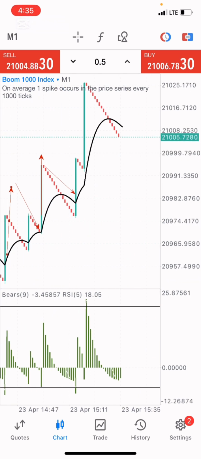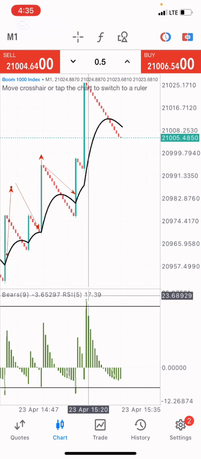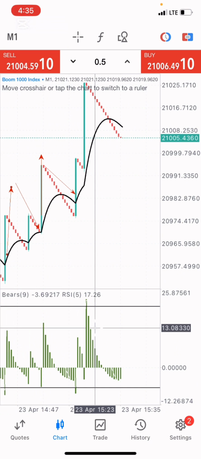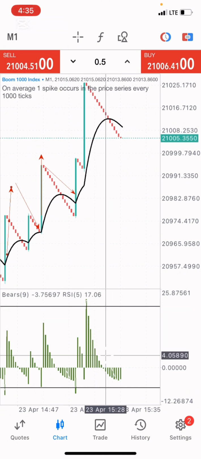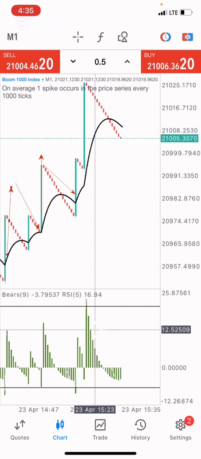Now for the bears power indicator, you want to see that it gets to the level 85 of the RSI. I'm going to show you guys the setting. I want to see that it starts declining from there, starts coming down from there. That indicates that sellers are now dominant in the market. Sellers are now having a lot of strength in the market. And when it declines, it shows you that.